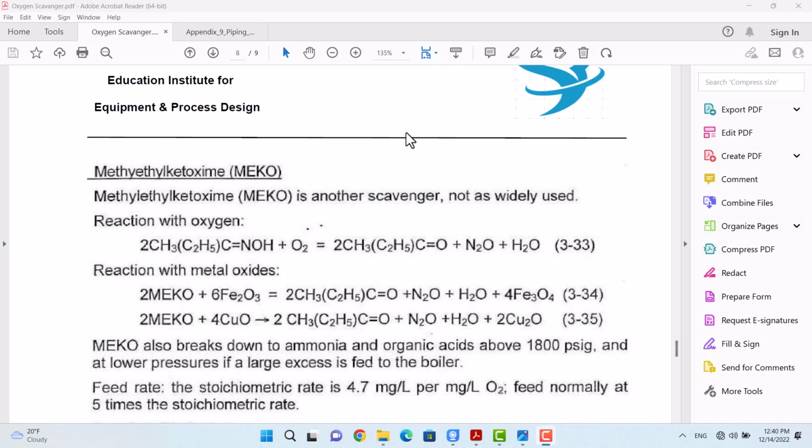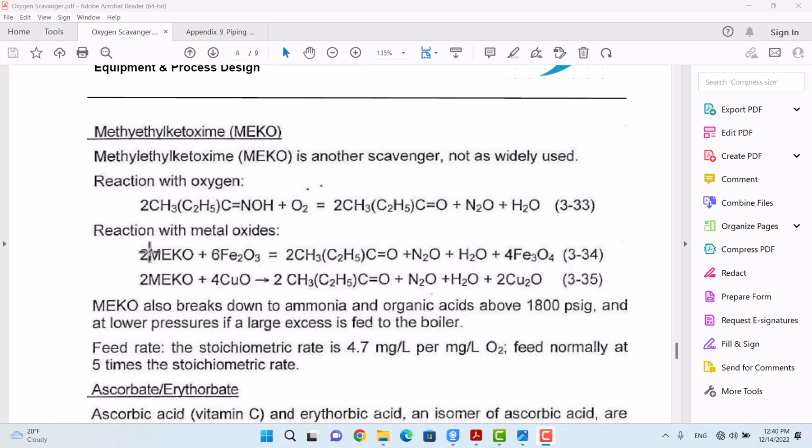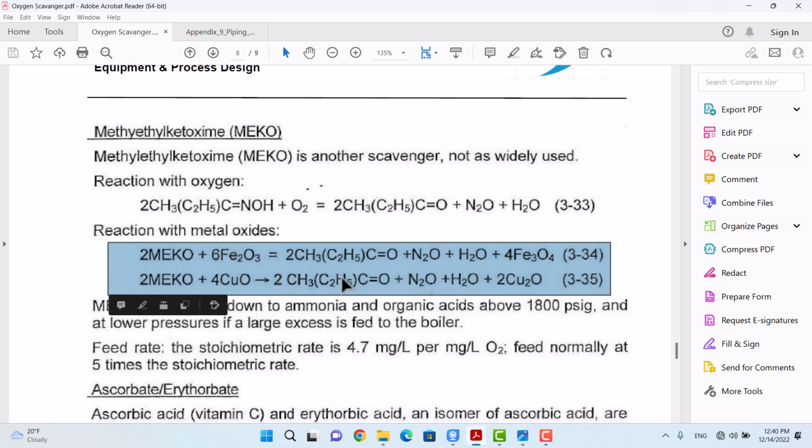And the last oxygen scavenger I want to talk about in this episode is Ketoxim, or otherwise known as MECO. MECO is another scavenger not as widely used. It reacts with oxygen in this way, and its reaction with metal oxides is based on these equations.